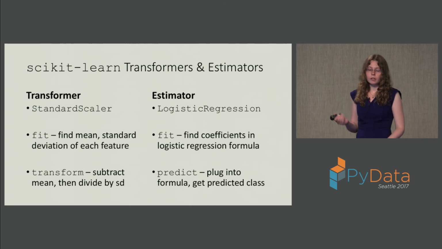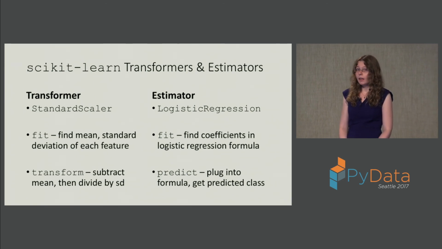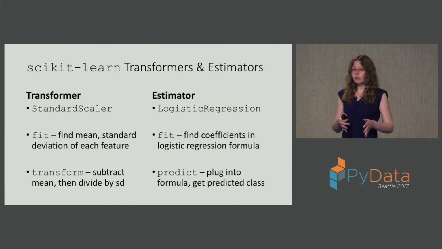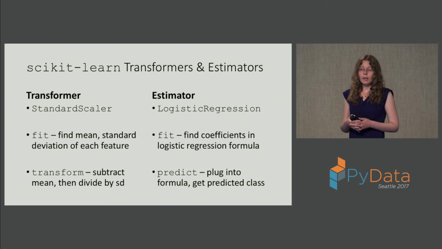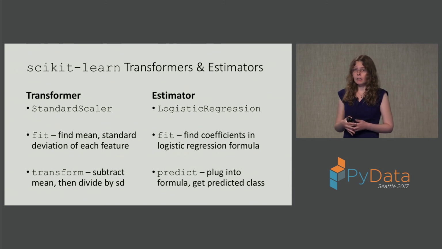On the other side, we have an estimator, logistic regression. So we already took a look at this one. In the fit method, we just find all those coefficients in the logistic regression formula, so all those betas. And in the predict method, we plug in the new data into that logistic regression formula, and we get the predicted probability, turn that into the predicted class.